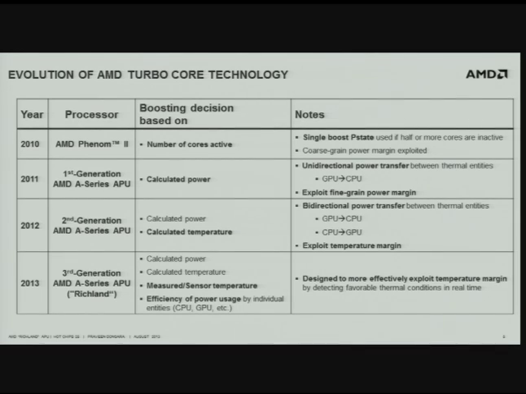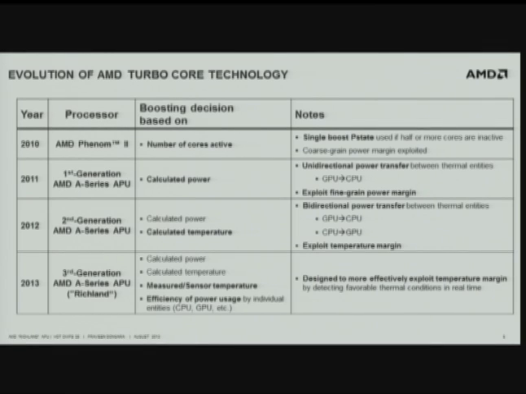In 2012, with the second generation AMD A-series APU, we used both calculated power as well as calculated temperature. There are unique advantages to doing that. And then we also introduced the notion of bidirectional power transfers. So power transfers can happen both from GPU to CPU as well as CPU to GPU, depending on who's idling.